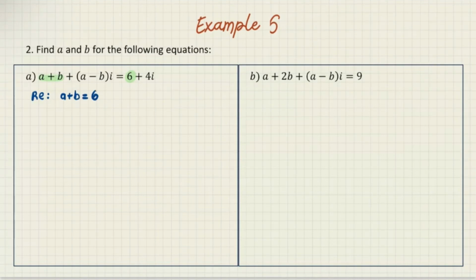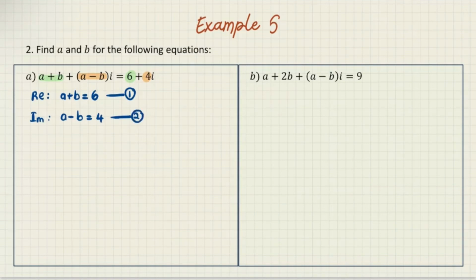Okay, and from here, I'm not going to rearrange. I'm just going to put it in this way. A plus B is equal to 6 will be the first equation. And the second equation will come from the imaginary part. So from the imaginary part, A minus B will be equal to 4. So this is my second equation.